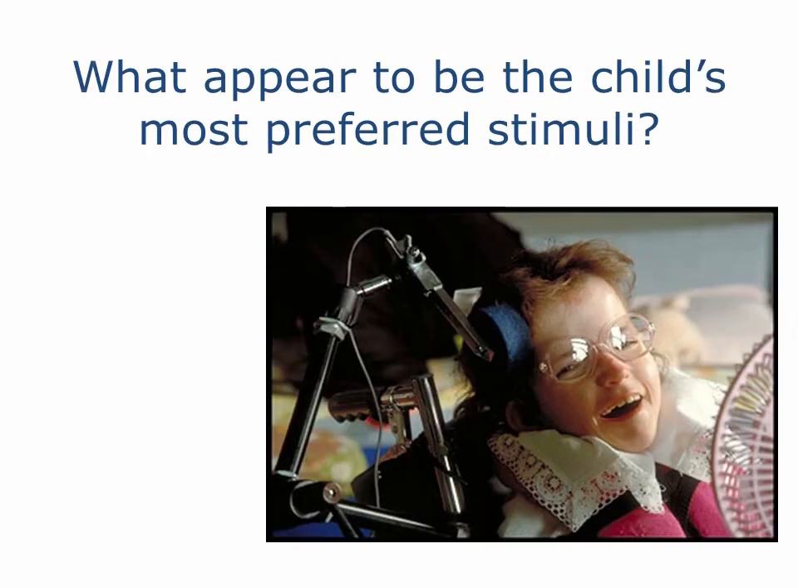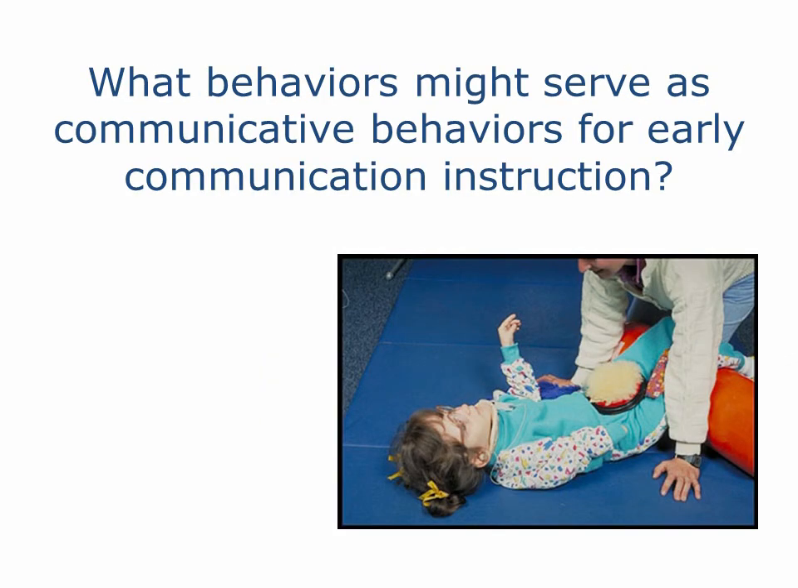Overall, what appear to be the child's most preferred stimuli? Looking back at your answers to all of the previous questions, decide which stimuli appear to be most preferred. Finally, what behaviors you observed might serve as communicative behaviors for early communication instruction? Look at the frequencies with which each coded behavior was produced and consider whether those behaviors appear to be intentional. Determine what will be good behaviors for the child to use to communicate initially.